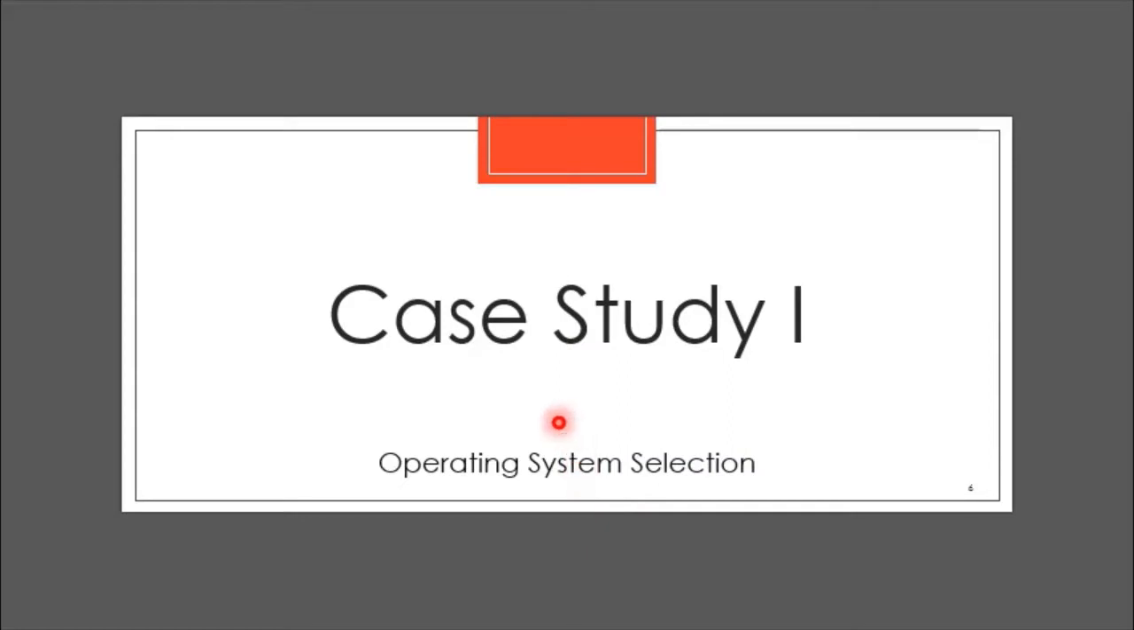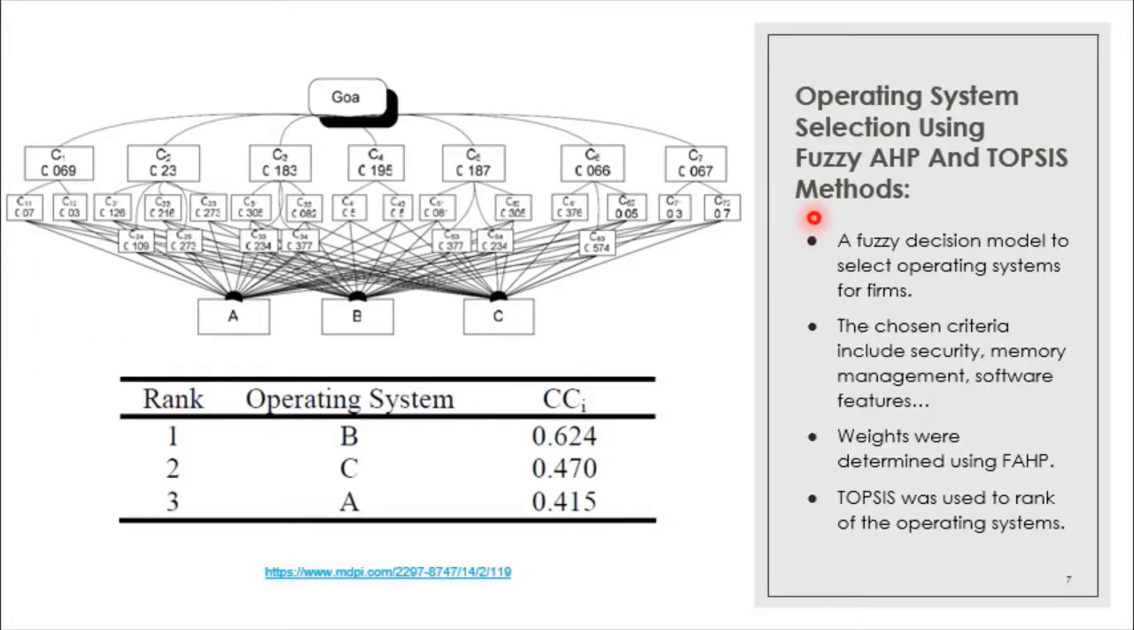Now we will discuss a couple of case studies to showcase how these MCDM methods we were discussing earlier are used for different problems and in different settings. Our first case study is going to be about operating system selection for firms. Our case study deals with a journal paper titled Operating System Selection Using Fuzzy AHP and TOPSIS Methods.